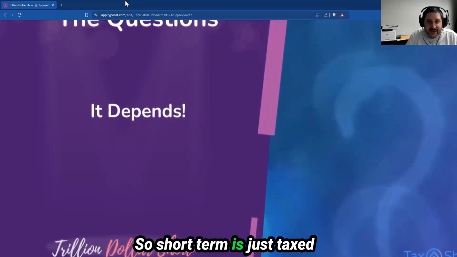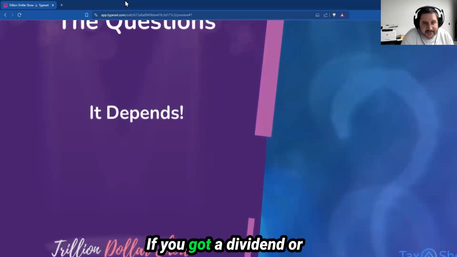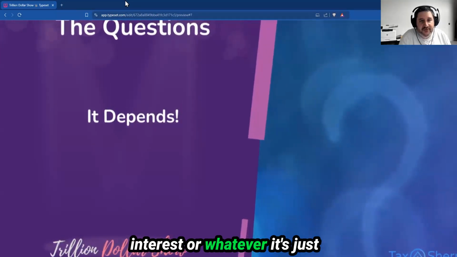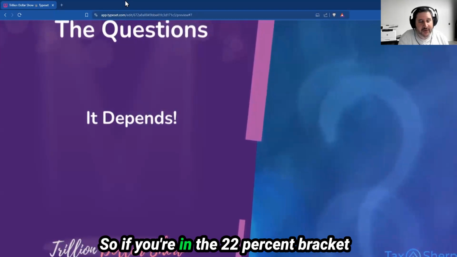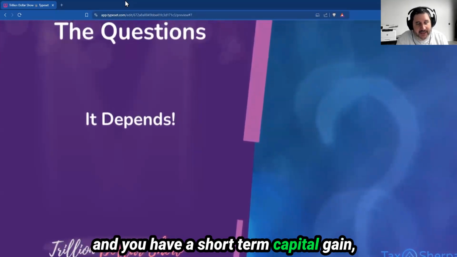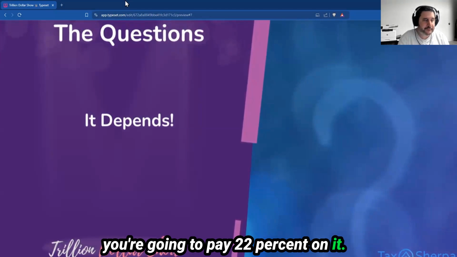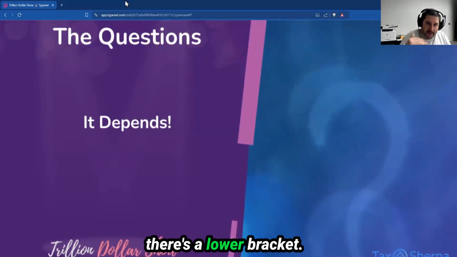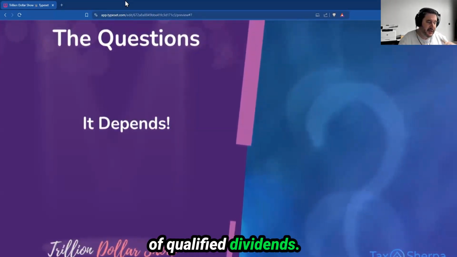Short term is taxed just like any other income. If you got a dividend or interest or whatever, it's just your ordinary income rate. So if you're in the 22% bracket and you have a short term capital gain, you're going to pay 22% on it. On long term gains, there's a lower bracket. And this is also true of qualified dividends.